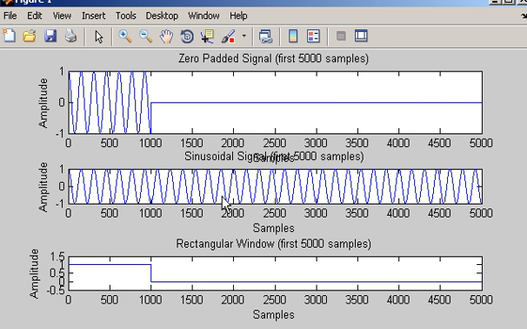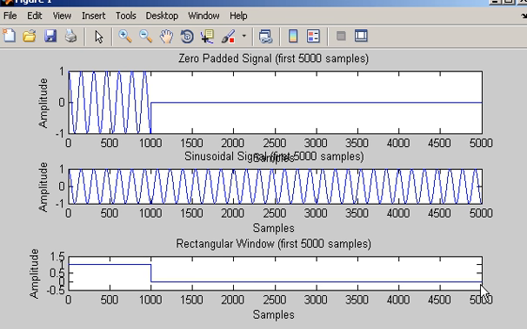Now in the middle I have this sinusoidal waveform, and again I'm just showing the first 5,000 samples. Sorry, that's difficult to read, but that's just a sinusoidal signal, 5,000 samples. And down at the very bottom I have what's known as a rectangular window. The rectangular window has a value of 1 for the first 1,000 samples, and then 0 for the rest of the samples.